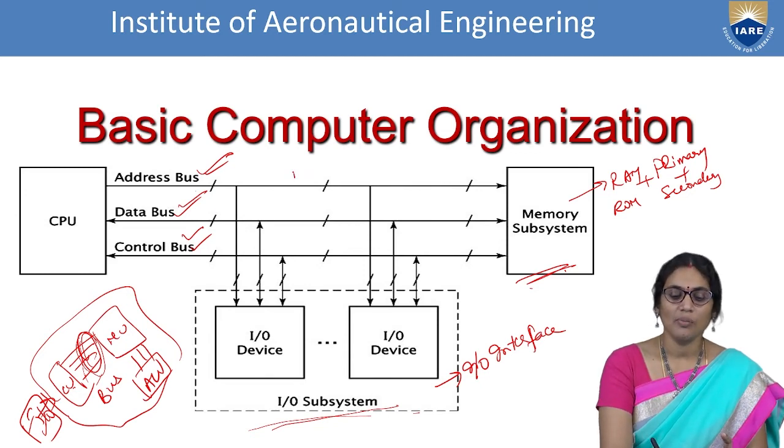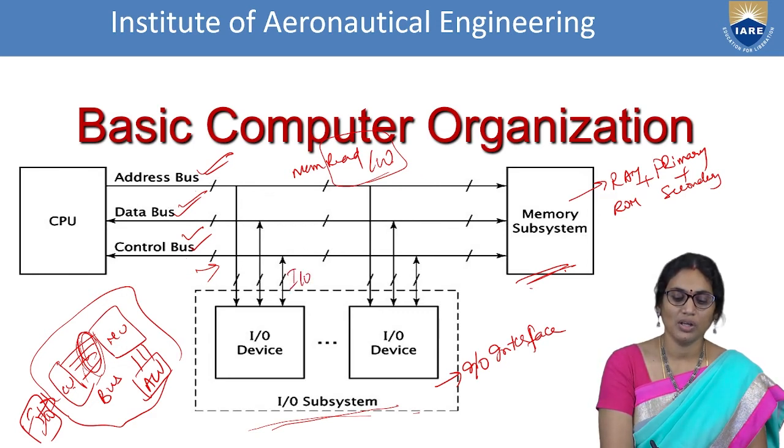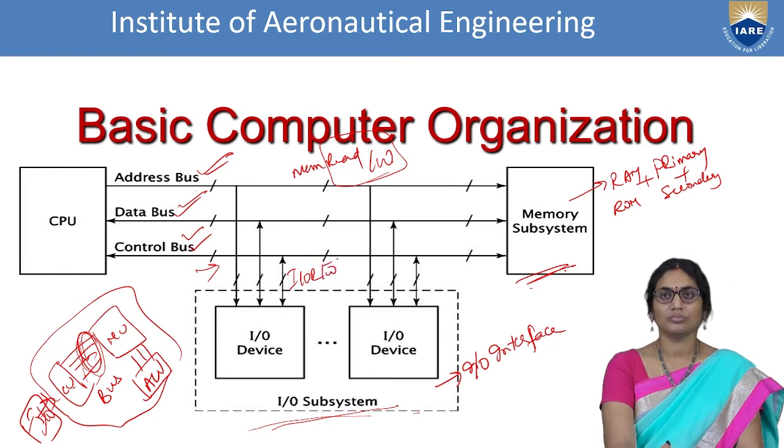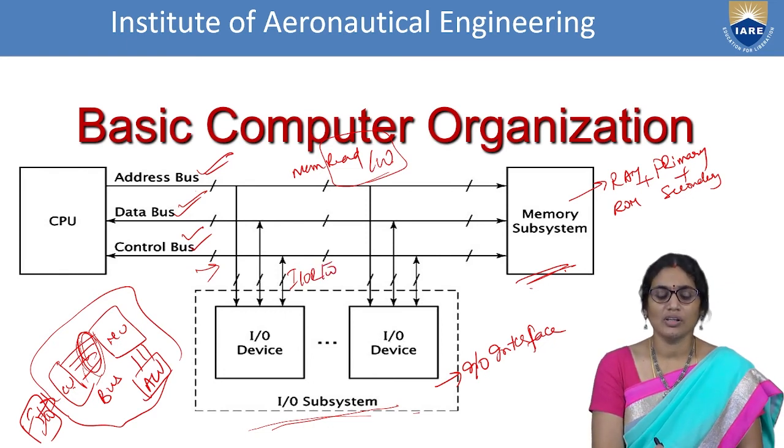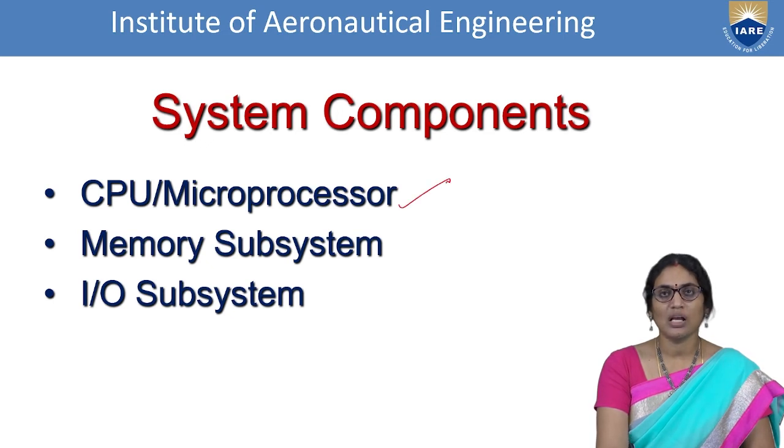For example, if I am performing a memory read, I have to initiate the signal to memory. If I have to perform a write, I have to initiate the write signal. So read or write signals are initiated by means of the control bus. If it is related to I/O, then it is connected with I/O read or I/O write. In this way, the components are connected with communication links using a bus combination. So the overall system components in general are the CPU, also called the microprocessor, the memory subsystem and the I/O subsystem.